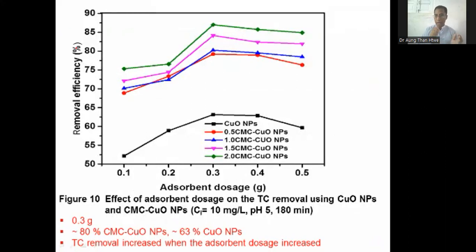So the removal percent of tetracycline for CMC-CuO nanoparticle is 80%, whereas it is 63% for CuO nanoparticle at 0.3 gram dosage and 180 minutes. So TC removal increases when adsorbent dosage increases.